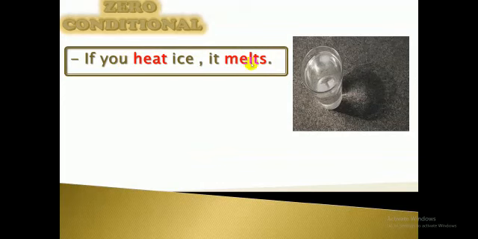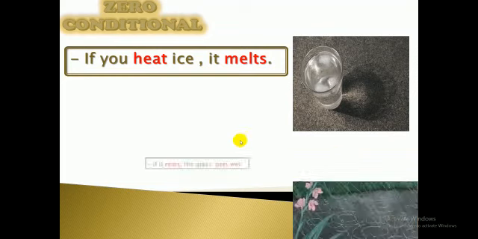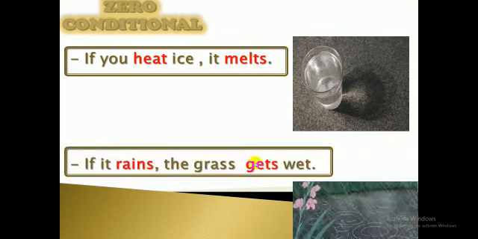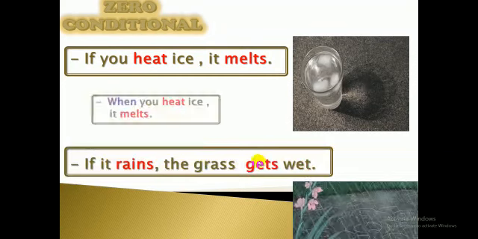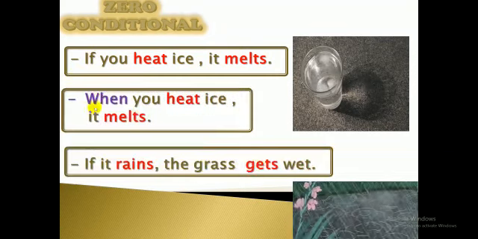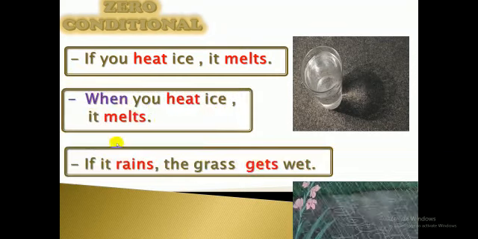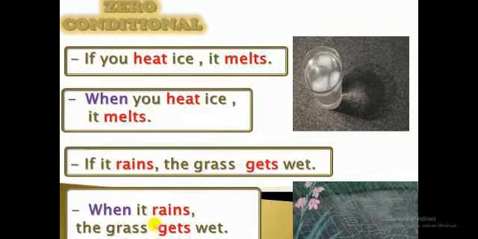Okay, look at this example. If you heat ice, it melts. So, if you heat ice, what's happening? It melts. If it rains, the grass gets wet. Both of these verbs are in present simple. So I can replace if with when like this. When you heat ice, it melts. Or when it rains, the grass gets wet.